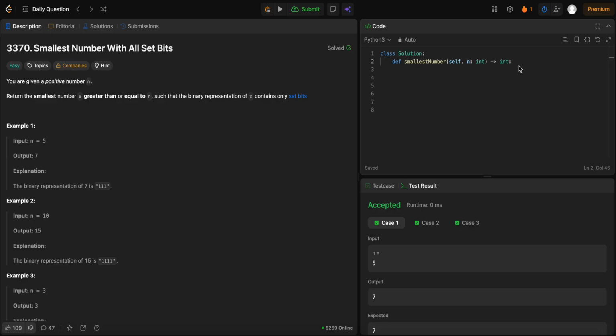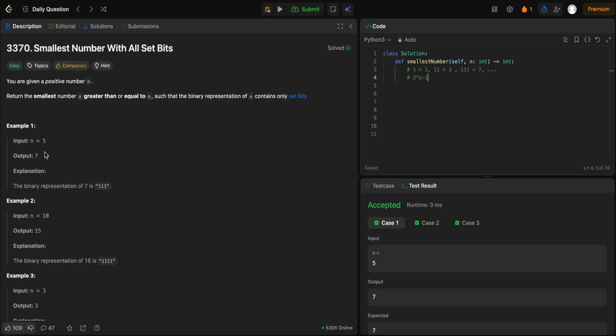So what is happening is, since we need all the bits set, those numbers are of the form 1 1 1 1. If only one bit was set, this is equal to 1. If this is the binary encoding, then this is 3. If this is the binary encoding, then this is 7, and so on, right? So we need numbers of the form 2 to the power of x minus 1 as the answer.